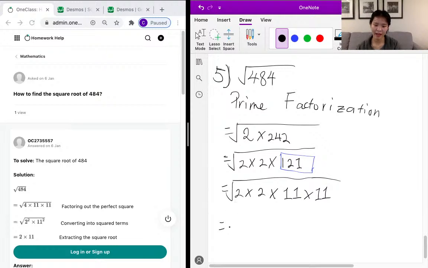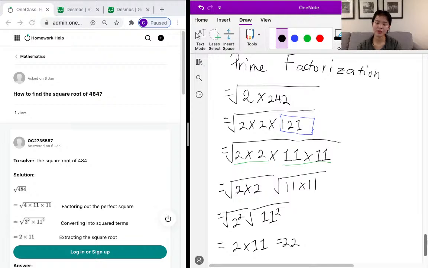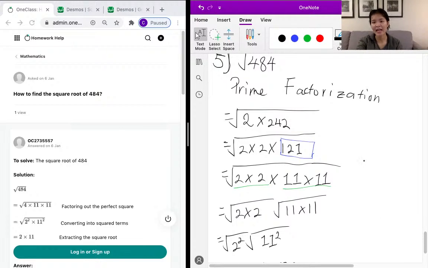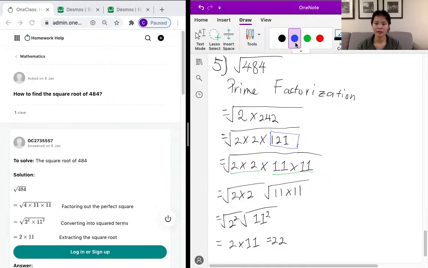Okay, so here is our prime factorization. From here, we know that we have pairs of factors. We have 2 times 2 as a pair, 11 times 11 as a pair. So we just put all the pairs together with each other. And we know that the square root of 2 squared and the square root of 11 squared is just 2 and 11 respectively. So we have 2 times 11, which is equal to 22. So 484 is actually a perfect square, and the square root is 22. If you can't directly see that the square root of 484 is 22, you can just use prime factorization to find the solution. Okay? So you can use prime factorization to find it.